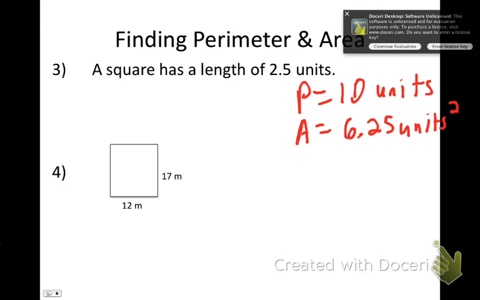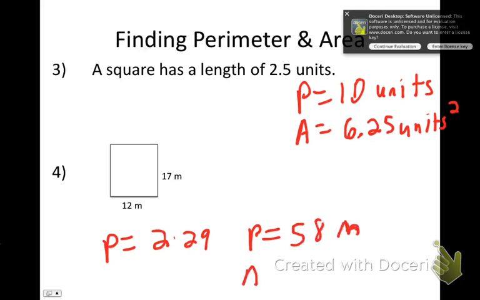Okay, what about number 4? What is the perimeter for number 4? Keegan, what do you have for the perimeter of number 4? I didn't get that far. So perimeter, how would you find it if you did? The length plus width times 2. Okay, so 12 plus 17 is what? 29. So 2 times 29 will give me a perimeter of what? 58. Nice job. 58 meters.